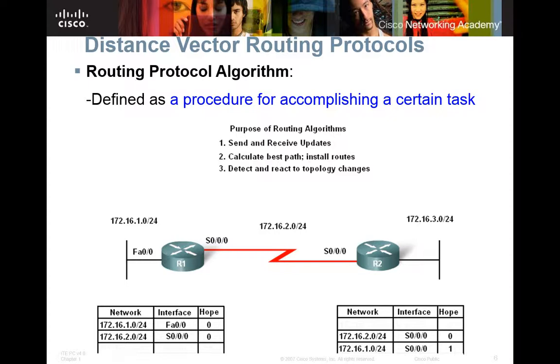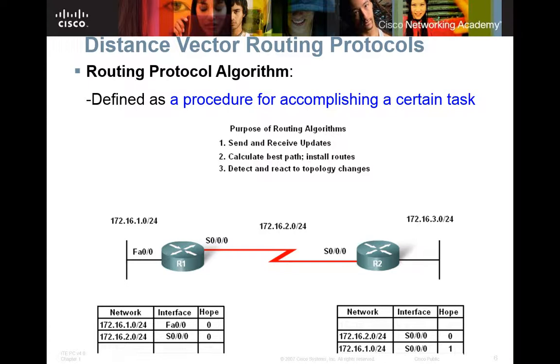A routing protocol algorithm is defined as a procedure for accomplishing a certain task. That just sounds weird, doesn't it? What task is it going to accomplish, Cody? I think it's routing, but honestly, I've zoned out for a second.